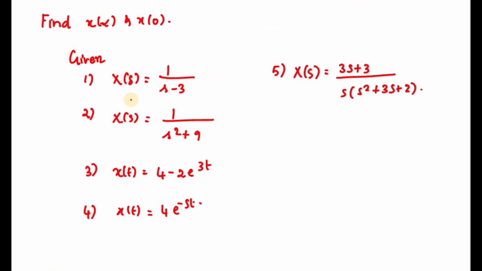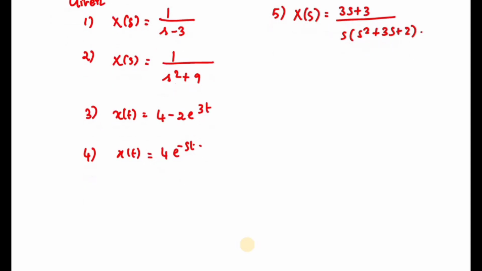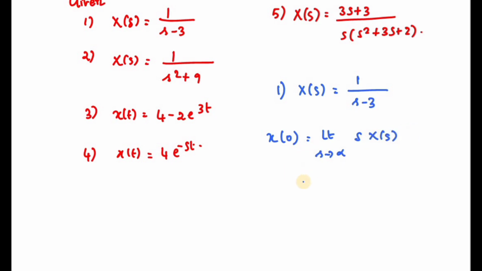Here they are asked to find x of infinity and x of 0. This is nothing but your final value theorem, and this is the initial value theorem. The first problem: they have given x of s is equal to 1 divided by s minus 3. What is the formula for x of 0? x of 0 is equal to limit s tends to infinity of s into x of s. This is my initial value theorem. In this I'm going to substitute x of s as 1 divided by s minus 3.